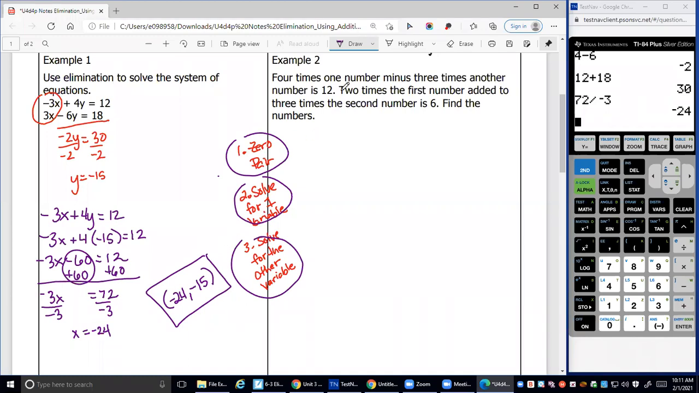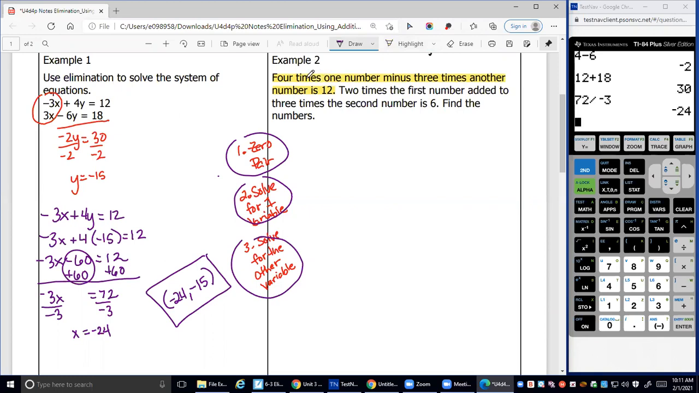So let's go on to example number 2. We have 4 times one number minus 3 times another number is 12. Then we have 2 times the first number added to 3 times the second number is 6. Find the numbers. Let me go ahead and show you.